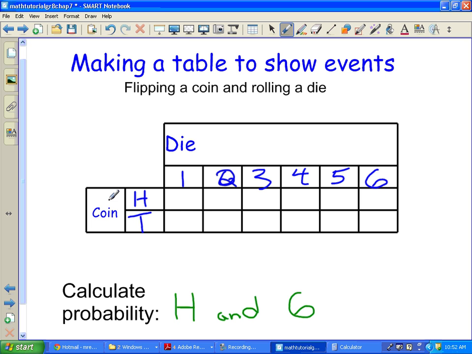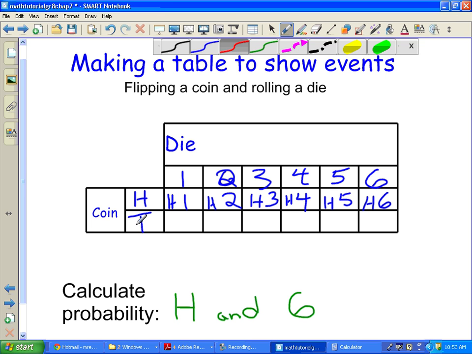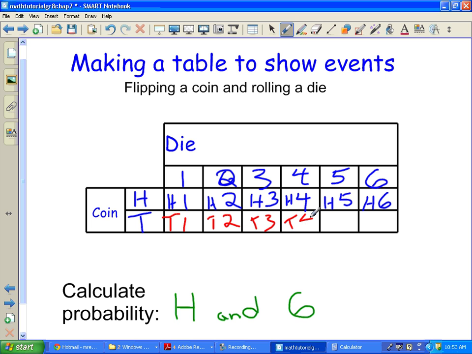So if I flip a coin, I could get a head, and then I roll the die, I could get a 1. I could also get a head and a 2. I could get a head and then a 3, a head and then a 4, a head and then a 5, a head and then a 6. My other possible outcomes, I could have gotten tails first. So I could have gotten a tail and a 1, a tail and a 2, a tail and a 3, a tail and a 4, a tail and a 5, or a tail and a 6.